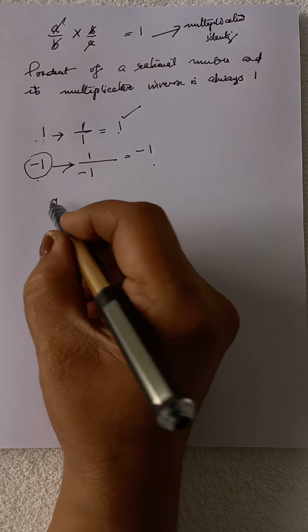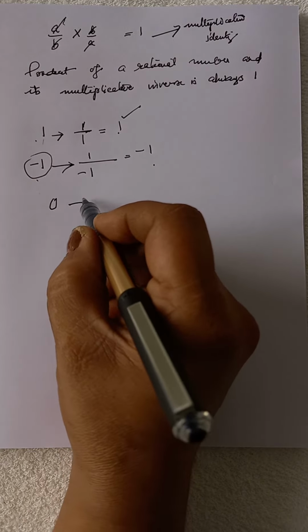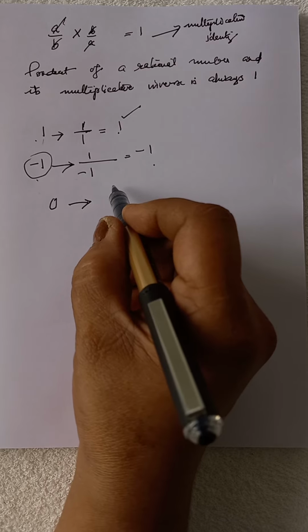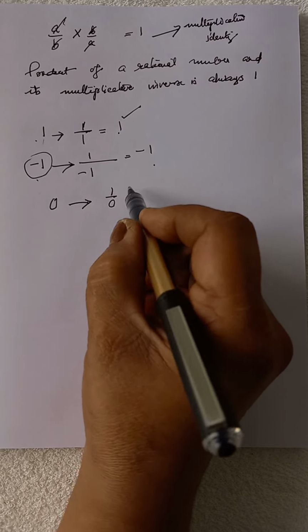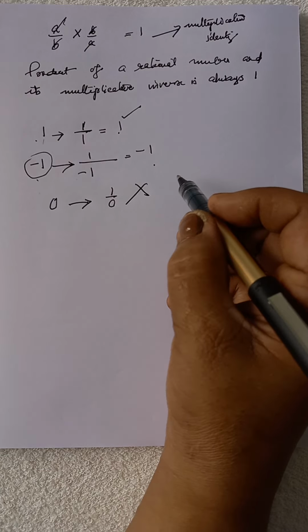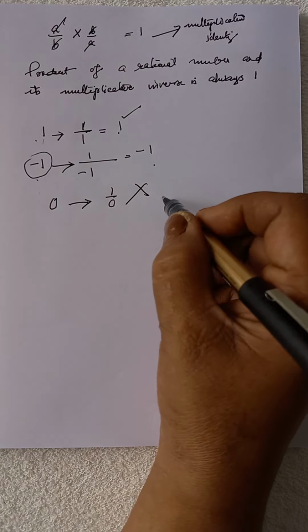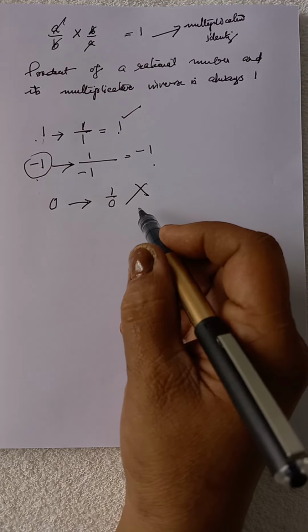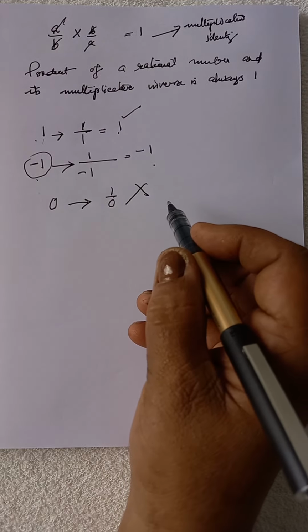What about 0? 0 is a rational number. Can we write its reciprocal 1 by 0? No. That is indefinite. So 0 has no multiplicative inverse.